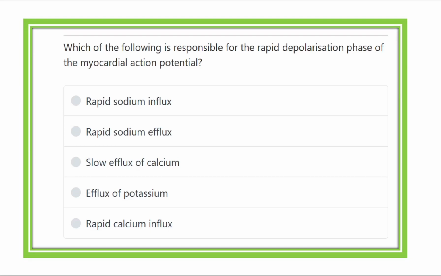Which of the following is responsible for the rapid depolarization phase of the myocardial action potential? During the rapid depolarization of a myocardial action potential, which changes occur, or which is responsible? Options are rapid sodium influx, rapid sodium efflux, slow efflux of calcium, efflux of potassium, rapid calcium influx.